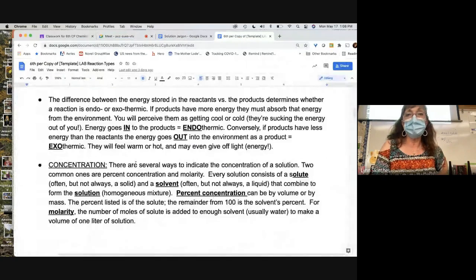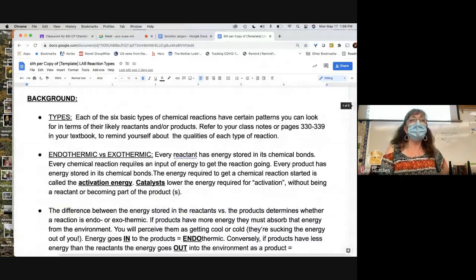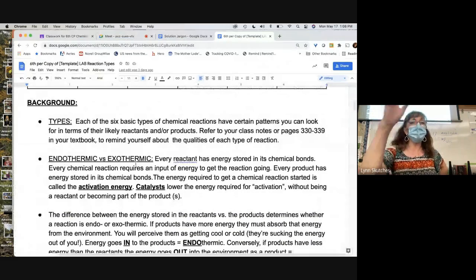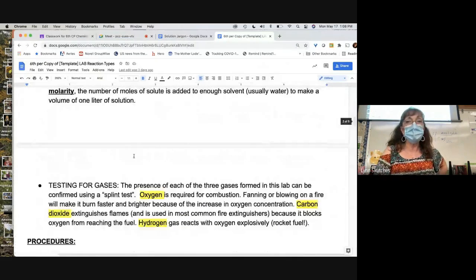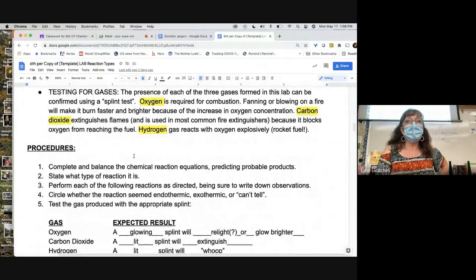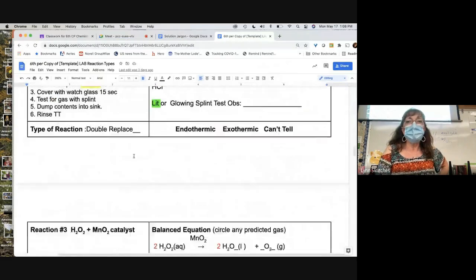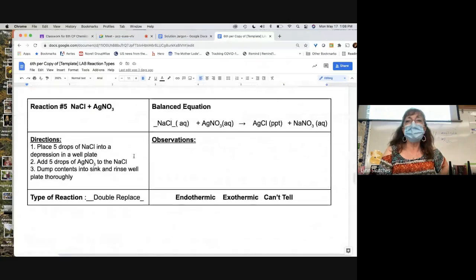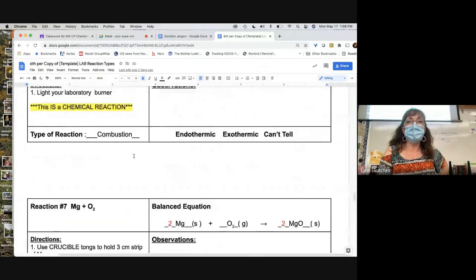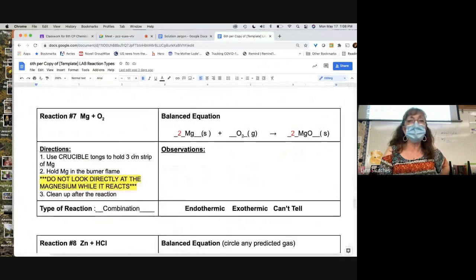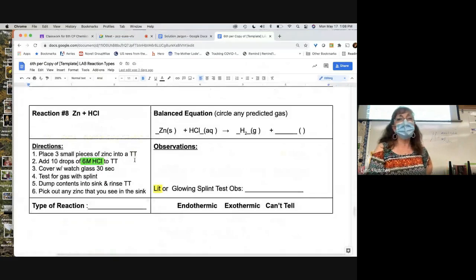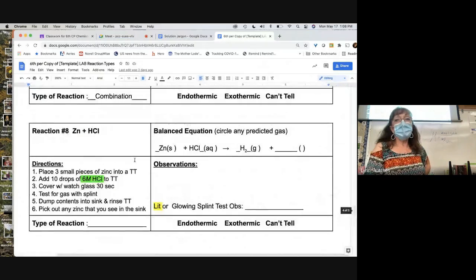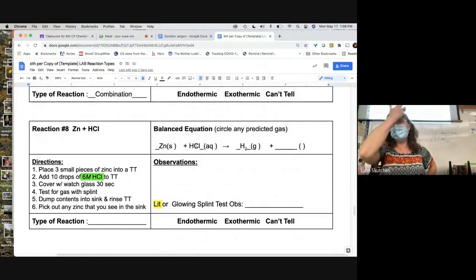So keep in mind for the questions, there's a lot of the information in the background information, especially like testing the gases. We got through that. We did combustion. We did combination. Okay, so reaction number 8 was zinc with hydrochloric acid, and everybody had fun with that when we got our little explosion from the hydrogen gas.